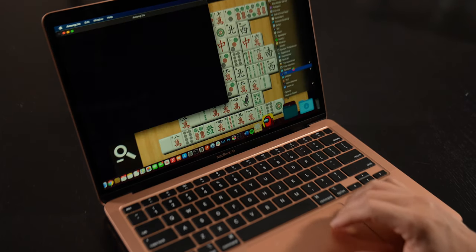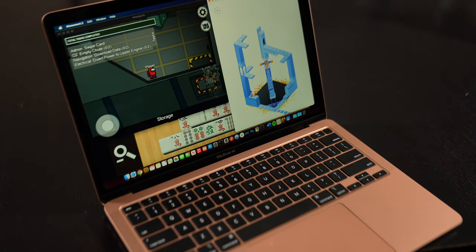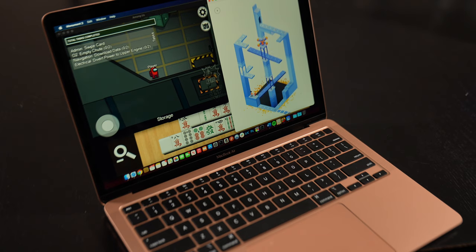Among Us, and let's also start Monument Valley 2. For kicks, you can even play them all together at the same time.